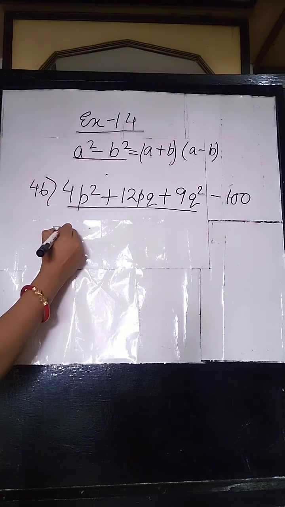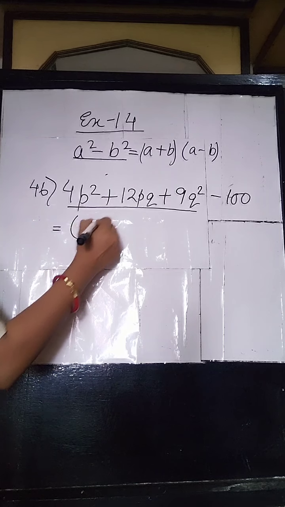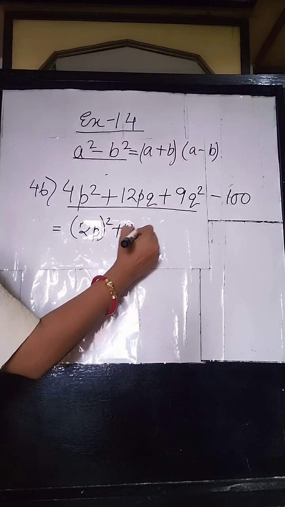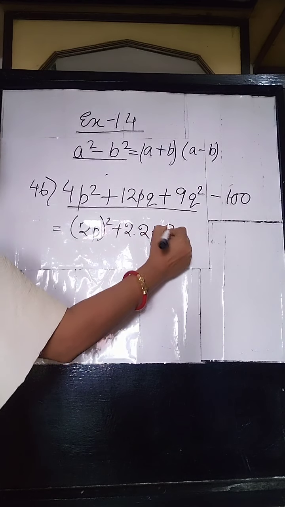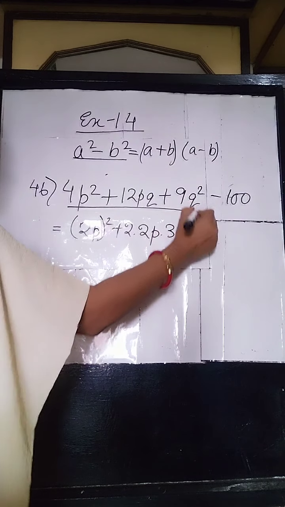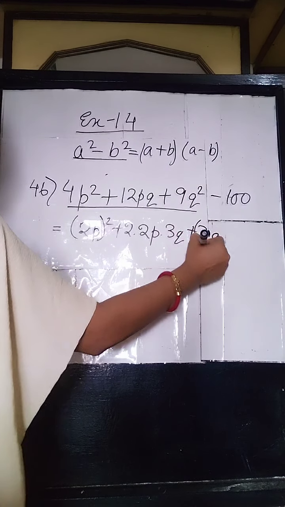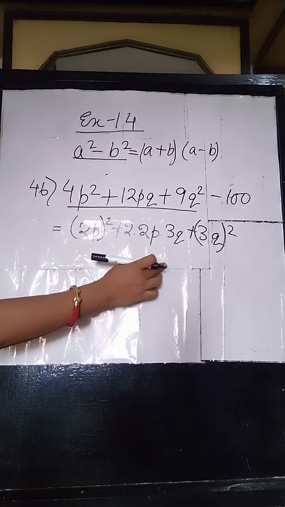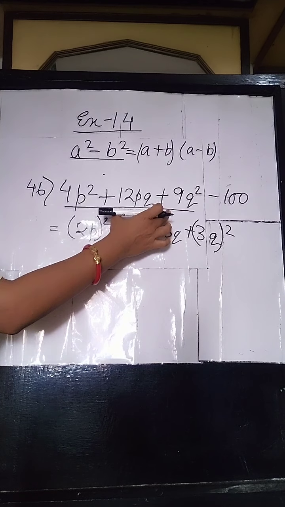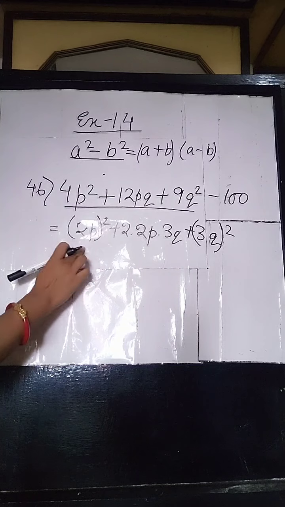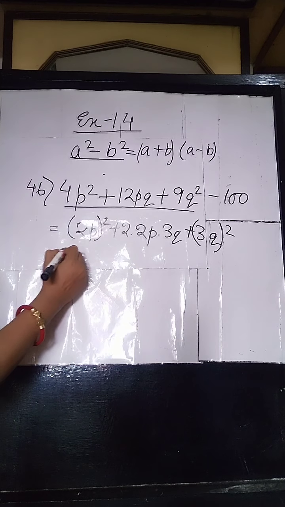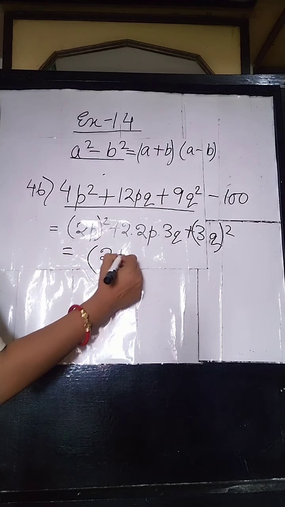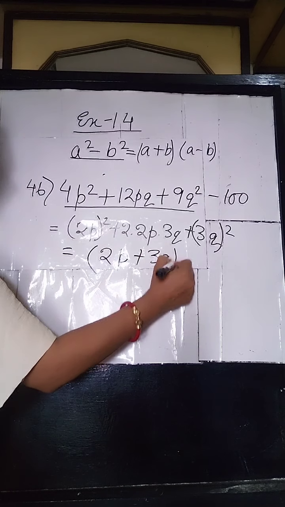So first we will consider the first 3 terms. We can write 4p square as 2p whole square plus 2 into 2p into 3q. Why 3q? Because the immediate next term is the whole square of 3q, that is 9q square. We have obtained it by squaring 3q. 3q into 3q gives you 9q square. So that's why we can break this line and write it into this line. Now this is a derivation of the formula 2p plus 3q whole square.